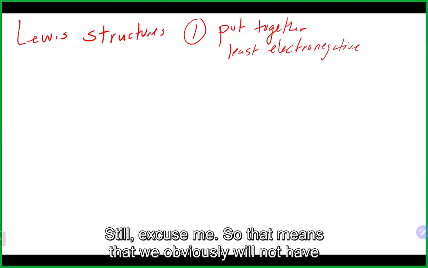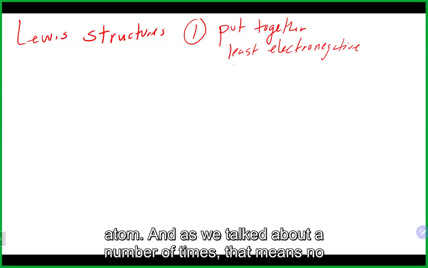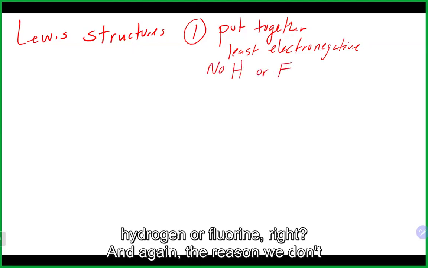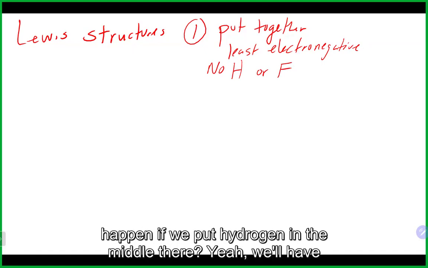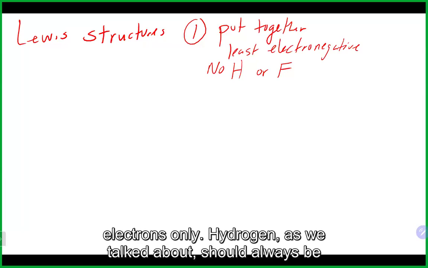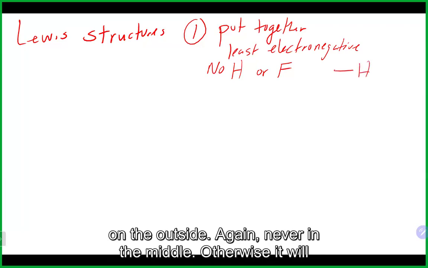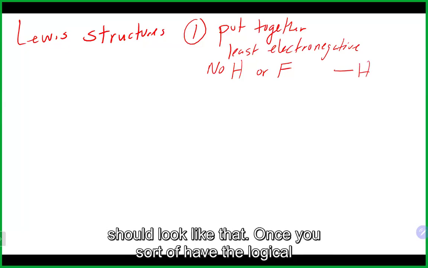So that means that we obviously will not have fluorine in the center, as that is the most electronegative atom. And as we talked about a number of times, that means no hydrogen or fluorine, right? And again, the reason we don't put hydrogen in the middle is what will happen? What will happen if we put hydrogen in the middle there? Yeah, we'll have way too many electrons, right? So we could only have 2 electrons only. Hydrogen, as we talked about, should always be on the outside. Again, never in the middle. Otherwise, it will definitely end up with too many electrons. Again, should look like that.